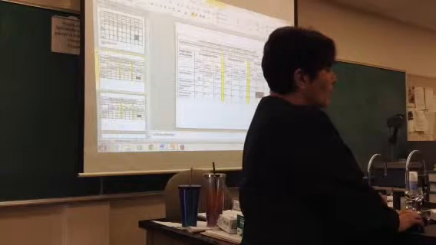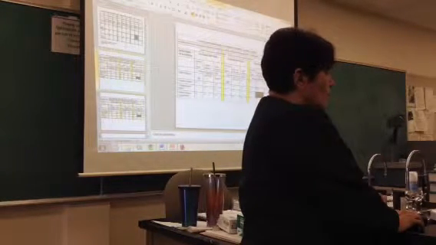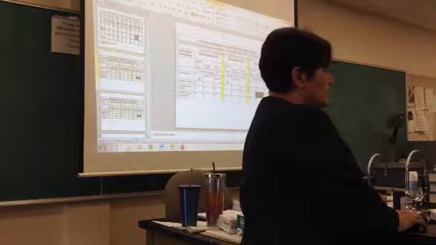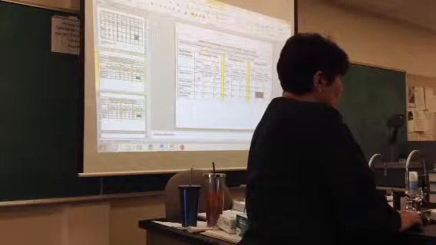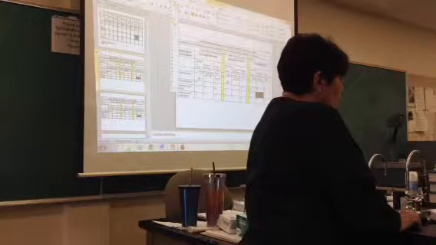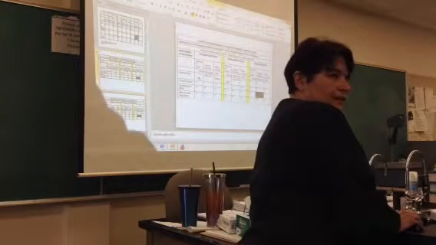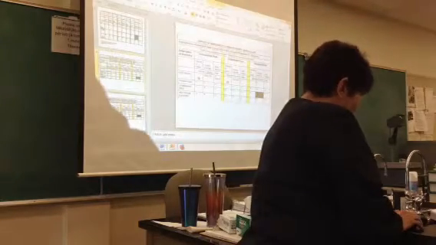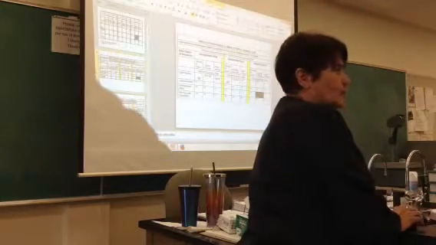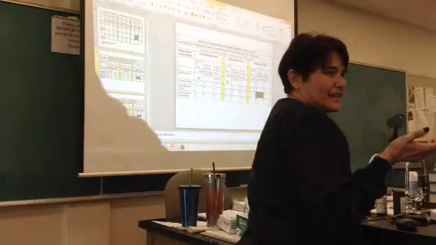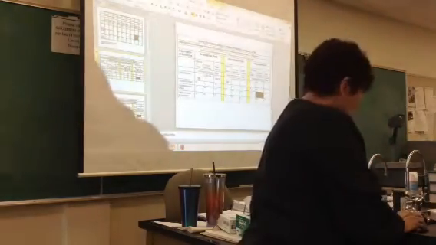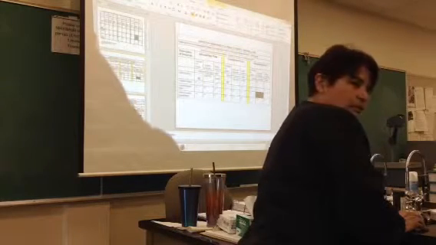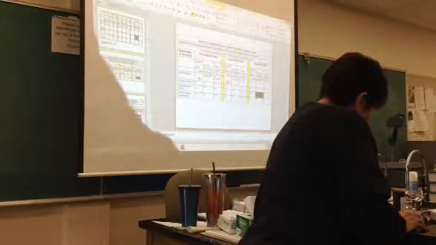Volume of 25 liters. So what's 25 times the 290.5? Hold on, what'd you say? 7,264.95. 7 what? 7,200. 264.95.